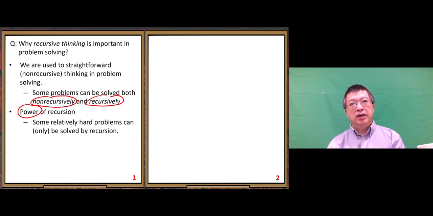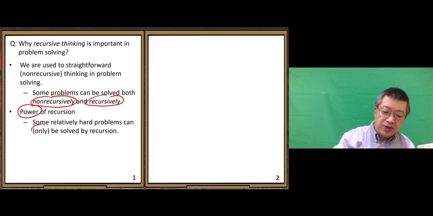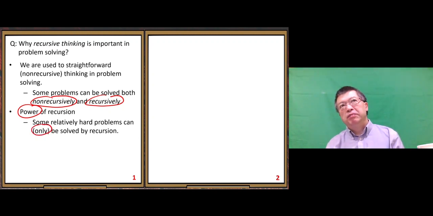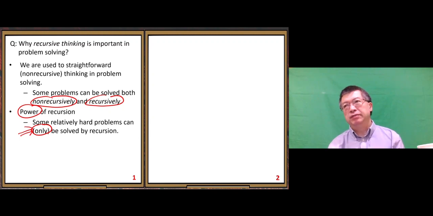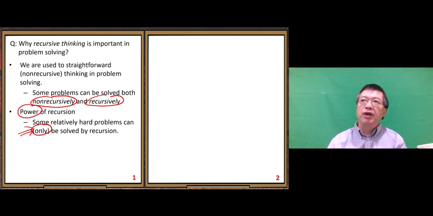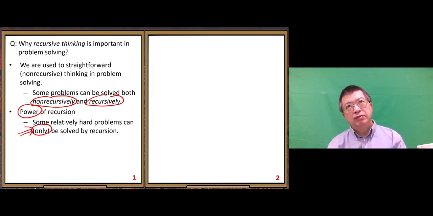Some relatively hard problems can only be solved by recursion. Here I put "only" in parentheses, because it is not easy to argue that it is the only way. Some other people can claim there is a non-recursive way to solve it, but it is extremely complicated. So nobody likes to use it, even if someone can do it. That's the situation.